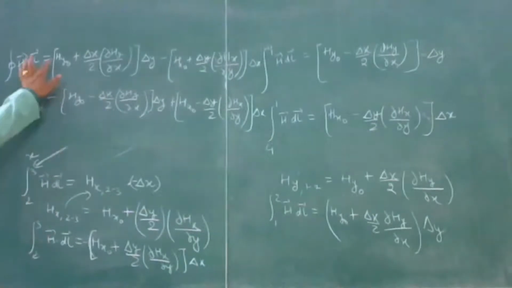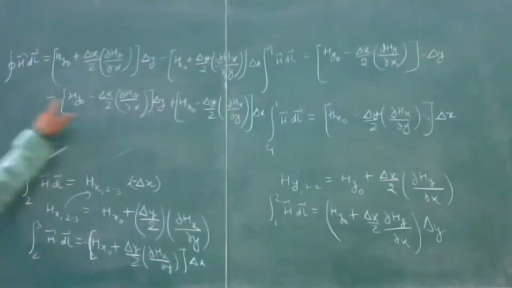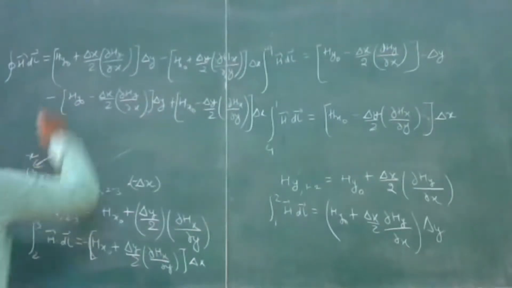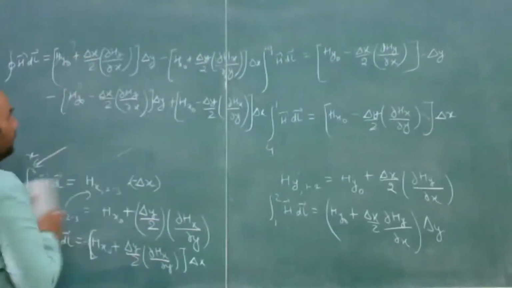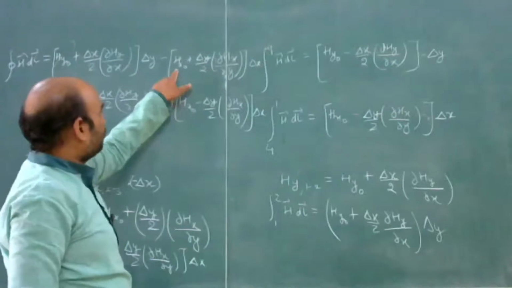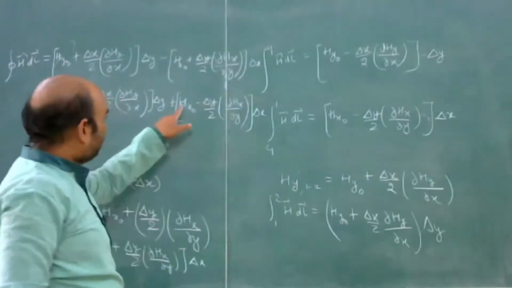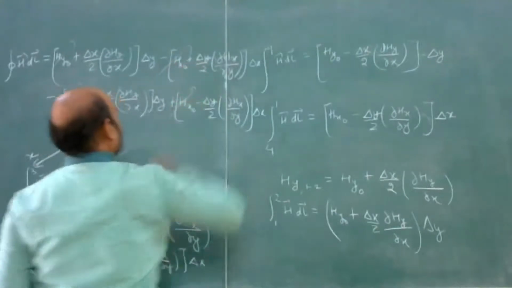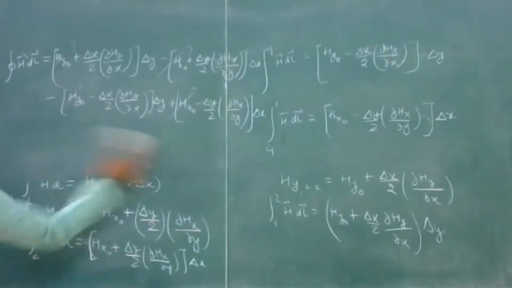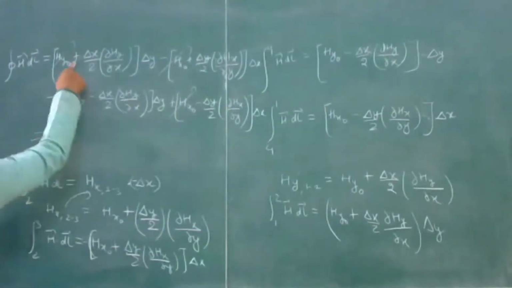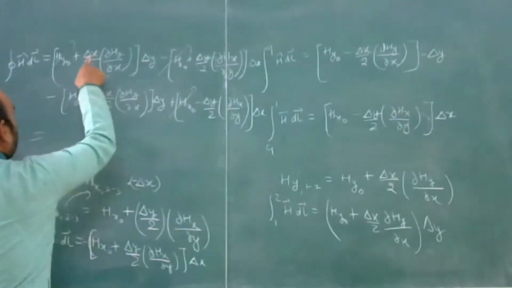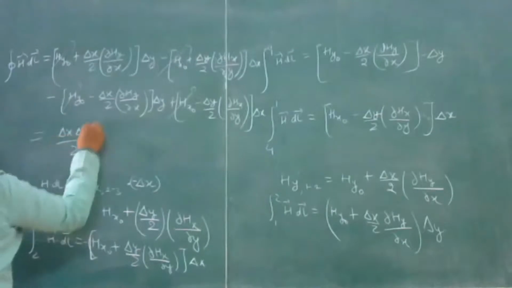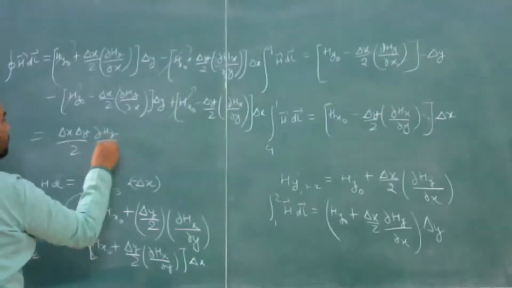Okay, so this is Hy naught into delta y. This is minus Hy naught into delta y, so this will be cancelled out. It is minus Hx naught into delta x, this is plus Hx naught into delta x, so these two terms will get cancelled. Okay, and this is delta x delta y by 2 del Hy by del x.